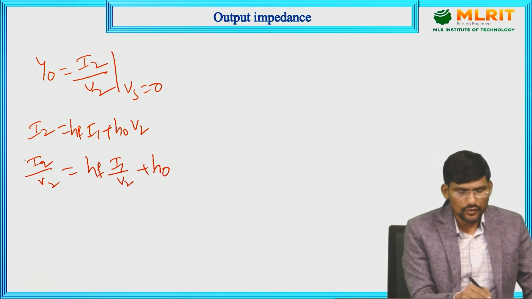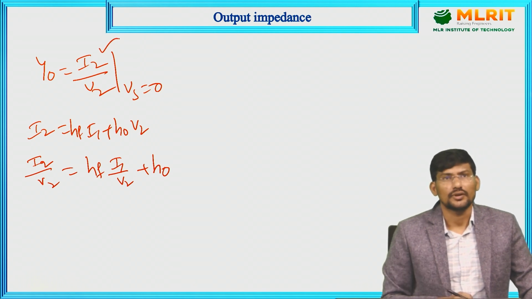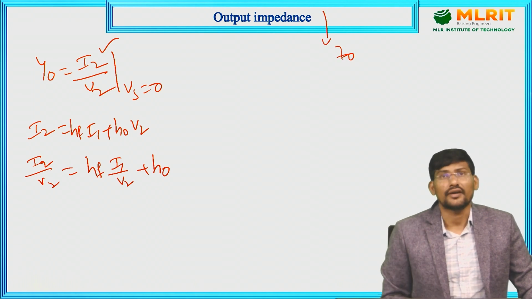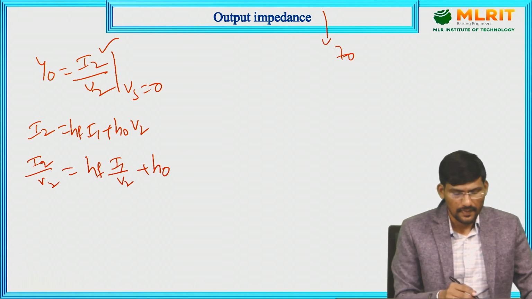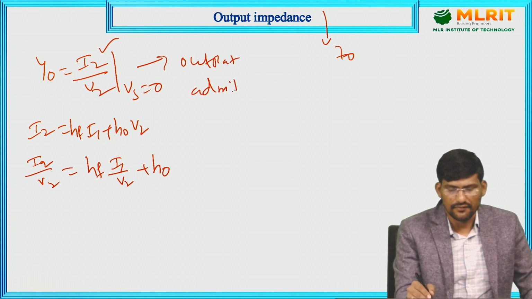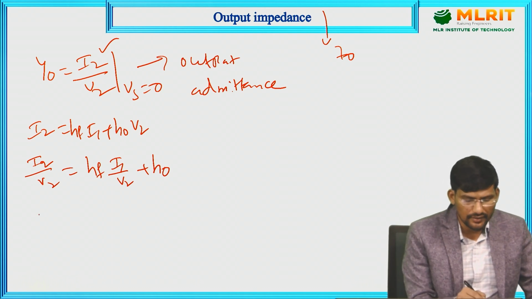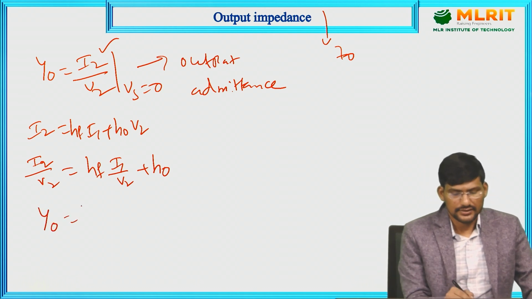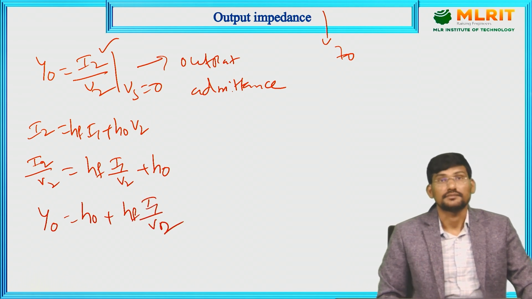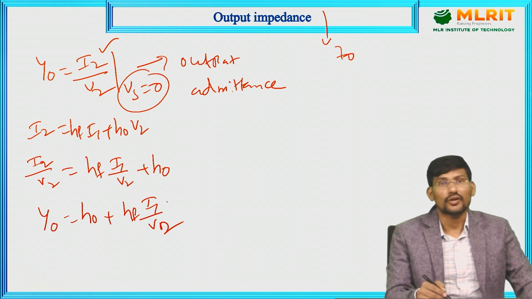Now I2 by V2 is nothing but the ratio of output current to the output voltage. First we will find output admittance. After that we will find out Z0, the output impedance. This is called the output admittance. First we are finding the output admittance of the given transistor amplifier. I2 by V2 is considered as Y0 is equal to H0 plus HF into I1 by V2. So this we are taking at Vs is equal to 0. Now this is a relation between input current and output voltage.